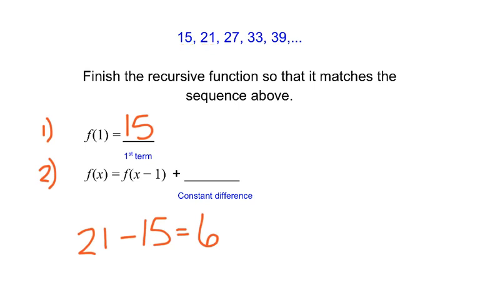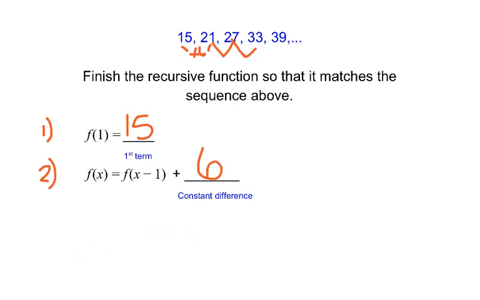So let's double check that. 15 plus 6 should equal 21. 21 plus 6 is 27. 27 plus 6 is 33, and so on. So our constant difference is 6. And so you can see here, f of x equals f of x minus 1 plus 6 will be the last part of that function.